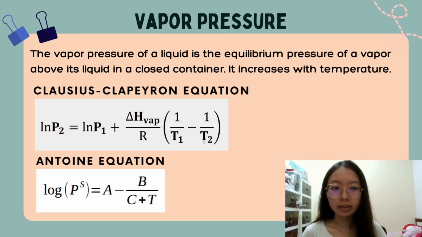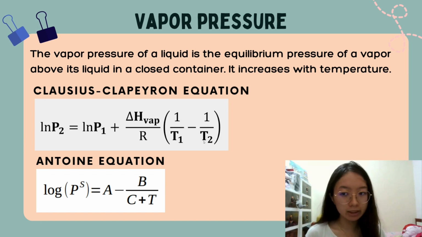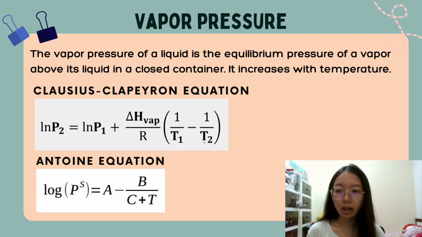So now let's look at vapor pressure. The vapor pressure of a liquid is the equilibrium pressure of a vapor above its liquid in a closed container, and it increases with temperature. So the Clausius-Clapeyron equation and also the Antoine equation are examples of formulas to calculate the vapor pressure of some substances. The Clausius-Clapeyron equation relates the vapor pressure of a compound at two different temperatures using the enthalpy of vaporization. However, the Antoine equation is derived from the Clausius-Clapeyron equation, and it describes the relation between the vapor pressure and the temperature for a pure substance.